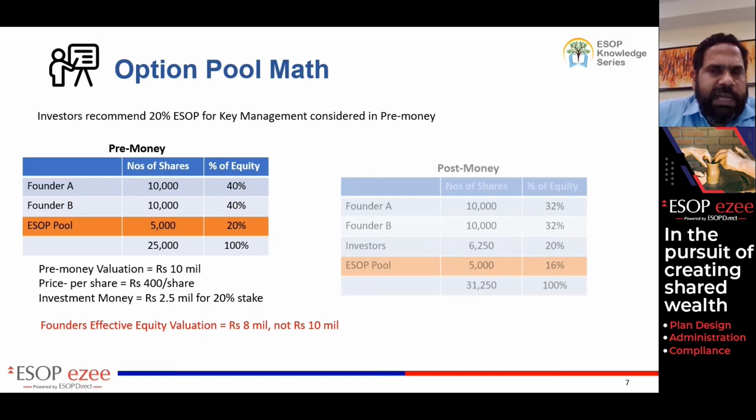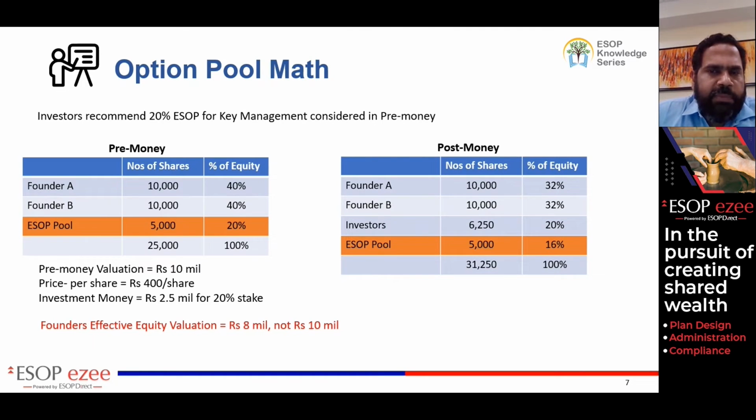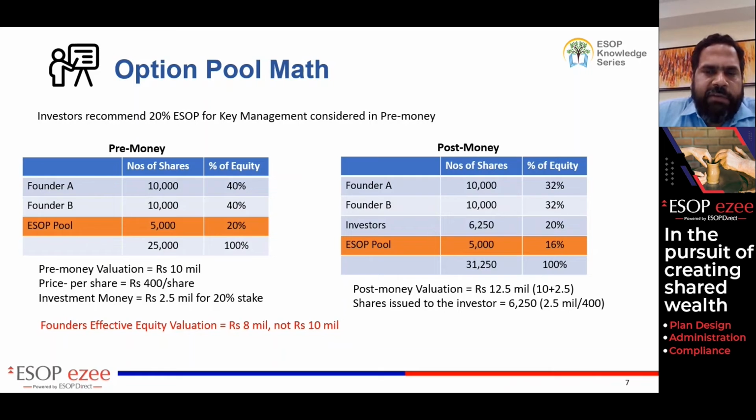So what will happen in the post-money situation? In the post-money context, your expanded base will increase because now the investors are coming in. Since the price per share is less than 500, the number of shares for investors is going to be higher as compared to when there was no ESOP pre-money, right? ESOP pool is at 16%. So the post-money valuation is 12.5, but the shares issued to the investor are more than what was issued when there was no ESOP in the company.